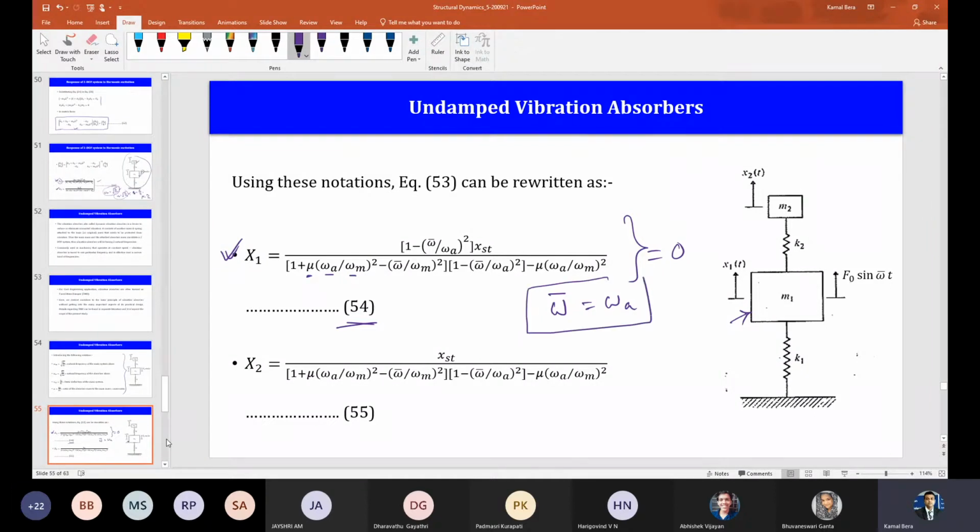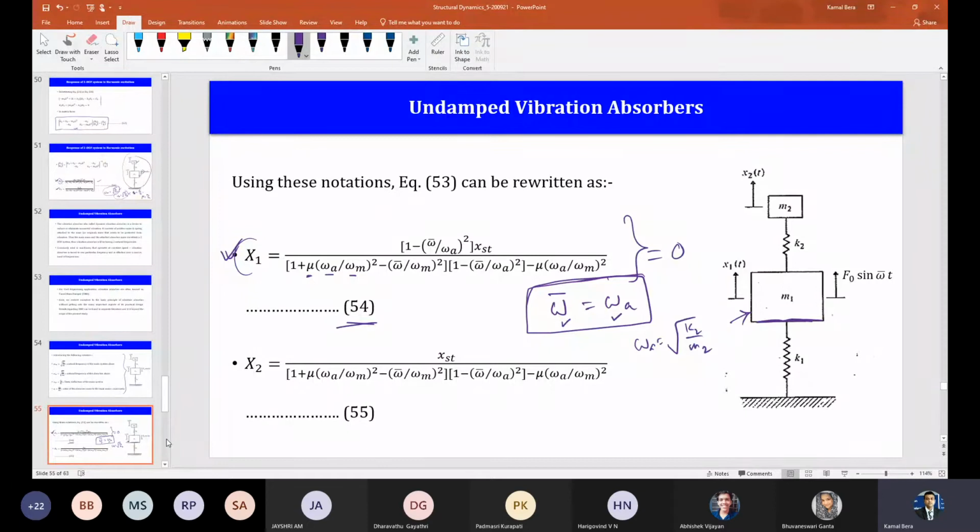So as I can see, if this condition is satisfied, that means the forcing frequency omega bar is equal to omega A. And what is omega A? Omega A is nothing but root over of k2 by m2, right? That is the frequency of the absorber in the standalone condition. So if this condition is satisfied, then the amplitude of the main mass becomes 0. So that is not basically vibrating.